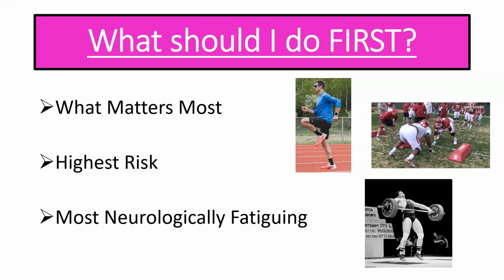So things that are skill, speed, and power, remember those adaptations that are neurological based: skill, speed, power, strength, in that order. Those are the most neurologically fatiguing. We want to do those first. Those are often also the higher risk and what matter most for our athletes. So it really all falls together. Do the fast stuff first, do the slow stuff later.